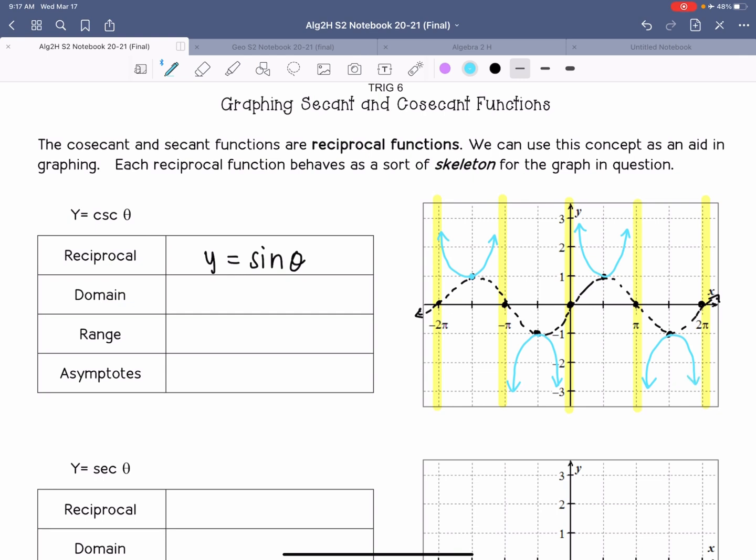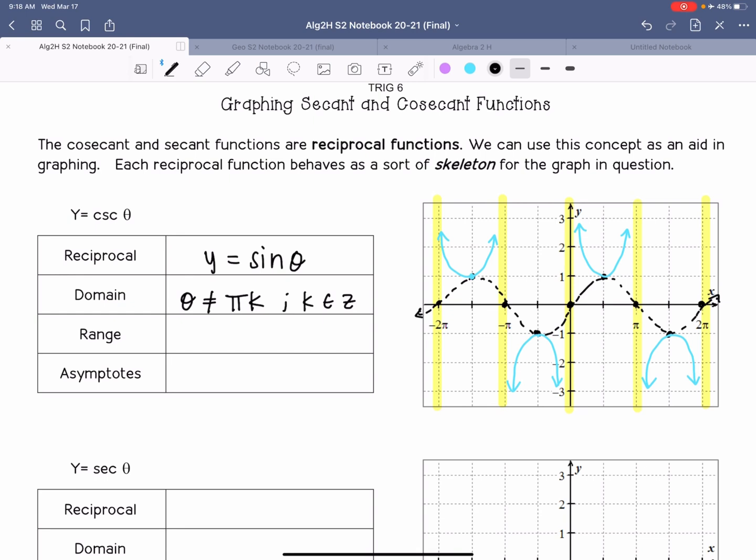The blue is the cosecant graph. The sine graph I use to get this is imaginary. So now we can talk about the domain of this. So the domain is every place that there's a vertical asymptote, theta is not going to work. So theta cannot equal 0, pi, 2 pi, so it's pi k, and k is an element of z.